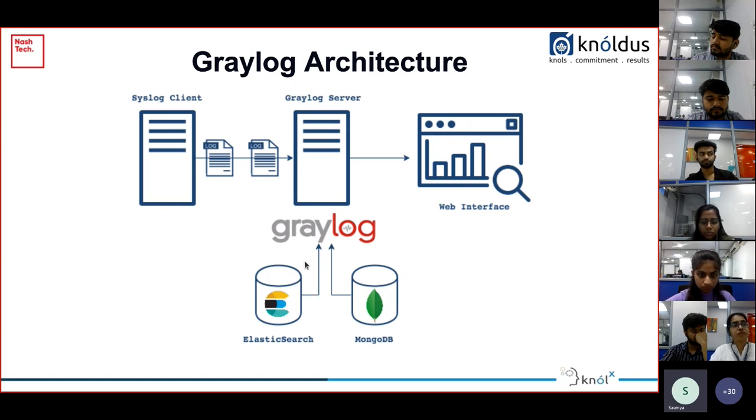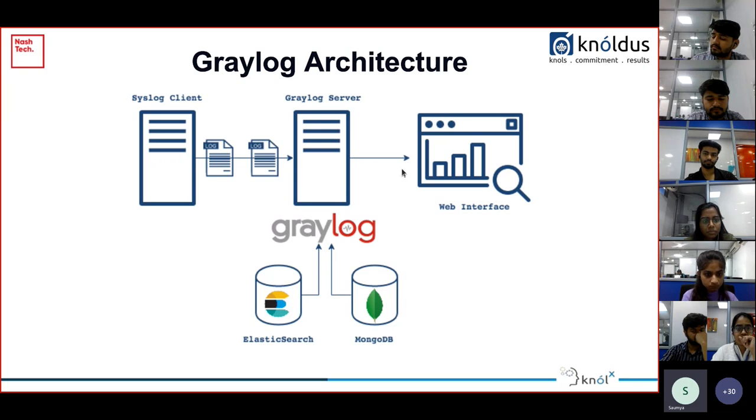Even if you want to see this data on the web interface, we have to call the Graylog server and it will fetch the data. If the data is very recent, it will be generated directly from the Graylog server only, because it has been pushed very recently. And if it is very old, then it will be stored in Elasticsearch, and you can get that data from there. So this is the simple architecture of Graylog.